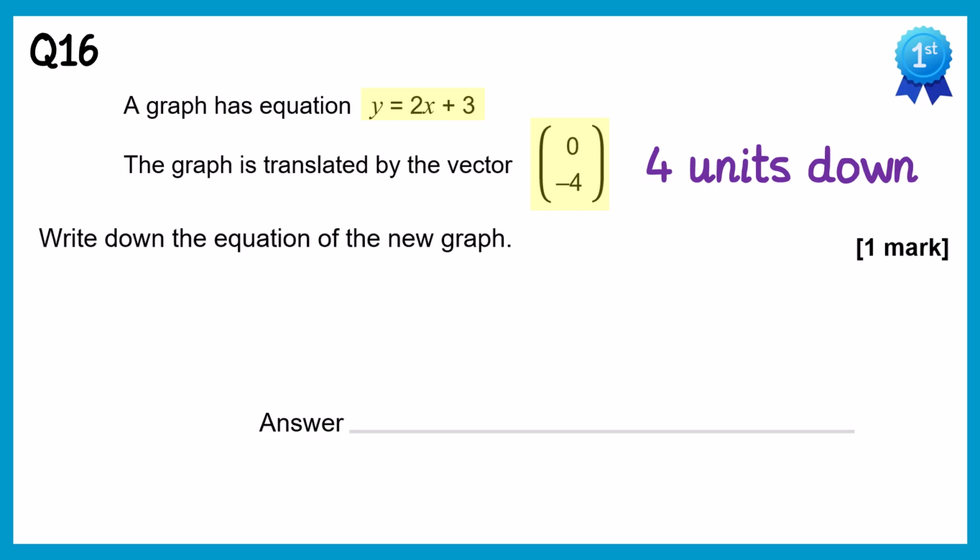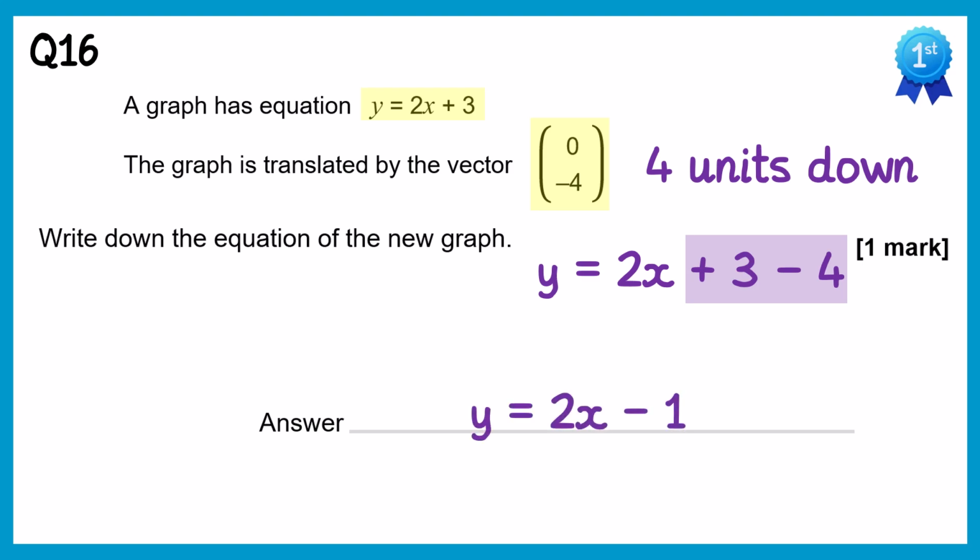So if we take the original graph, y equals 2x plus 3, and we're going to move it 4 units down, we just subtract 4 from this. All we need to do now is just simplify. 3 take away 4 is negative 1, so it's y equals 2x, subtract 1.